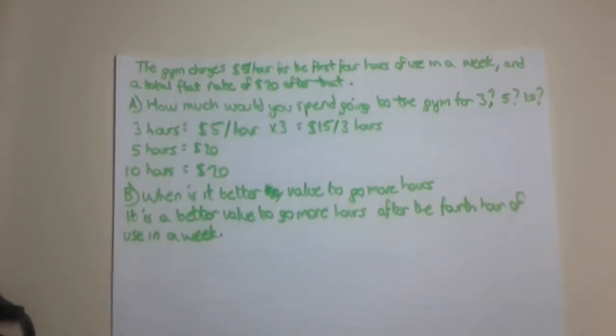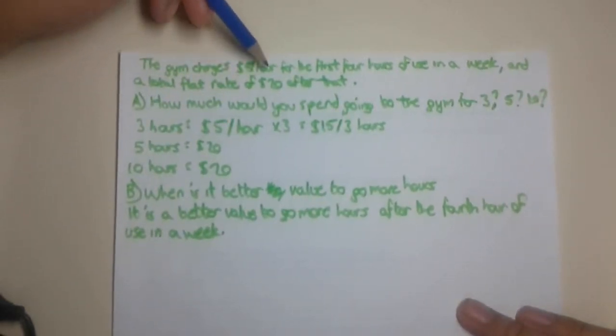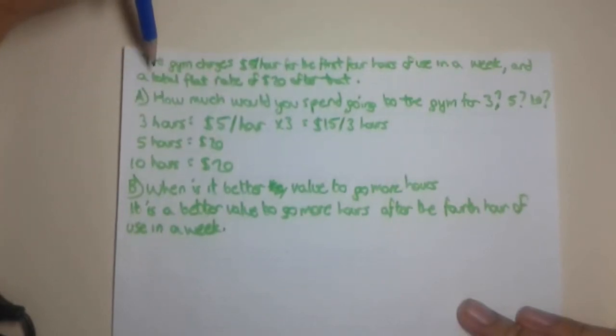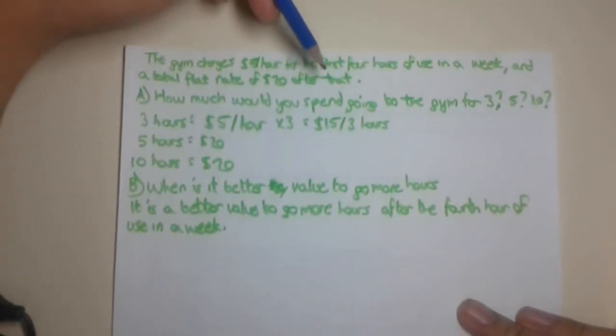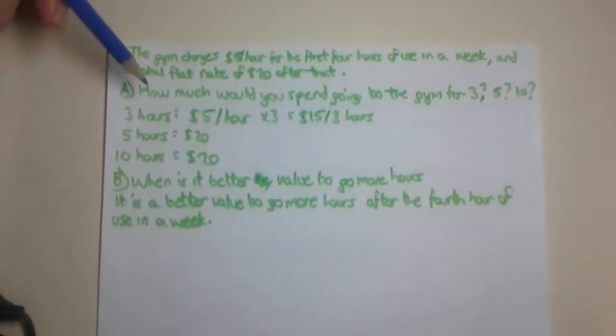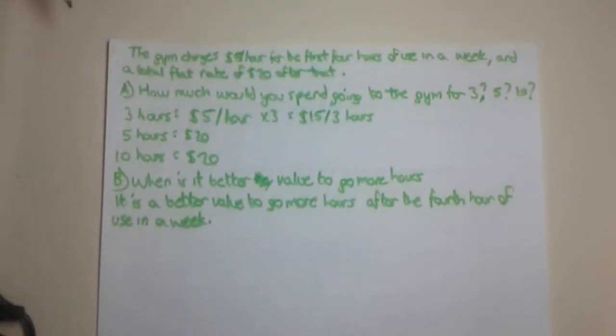Question 25. The gym charges $5 per hour for the first 4 hours of use in a week, and a total flat rate of $20 after that. How much would you spend going to the gym for 3 hours, 5 hours, and 10 hours?